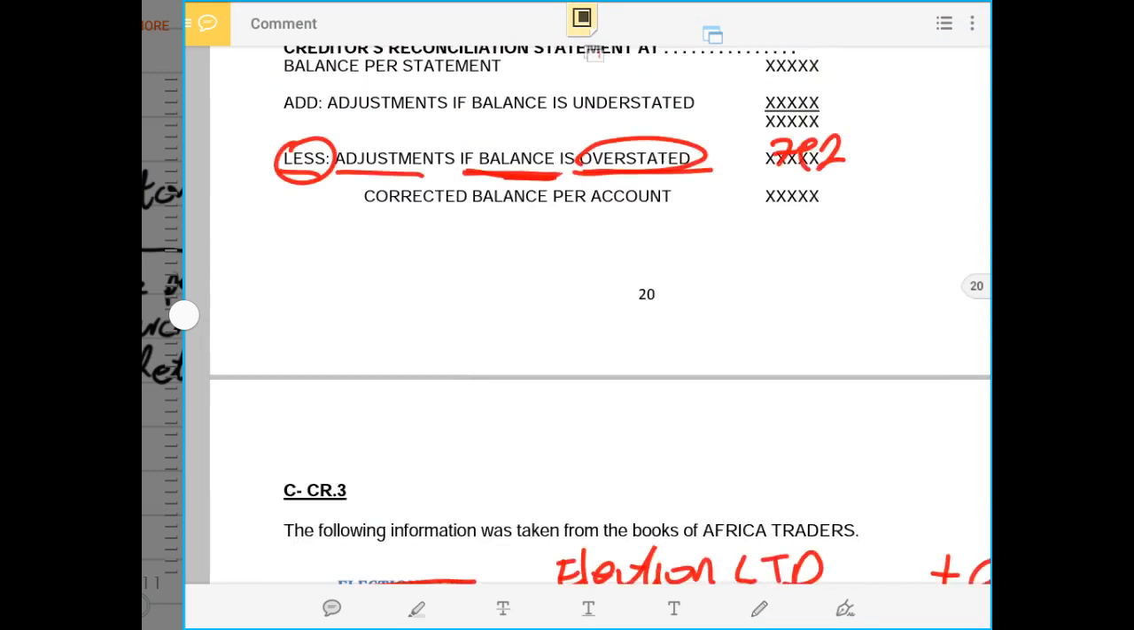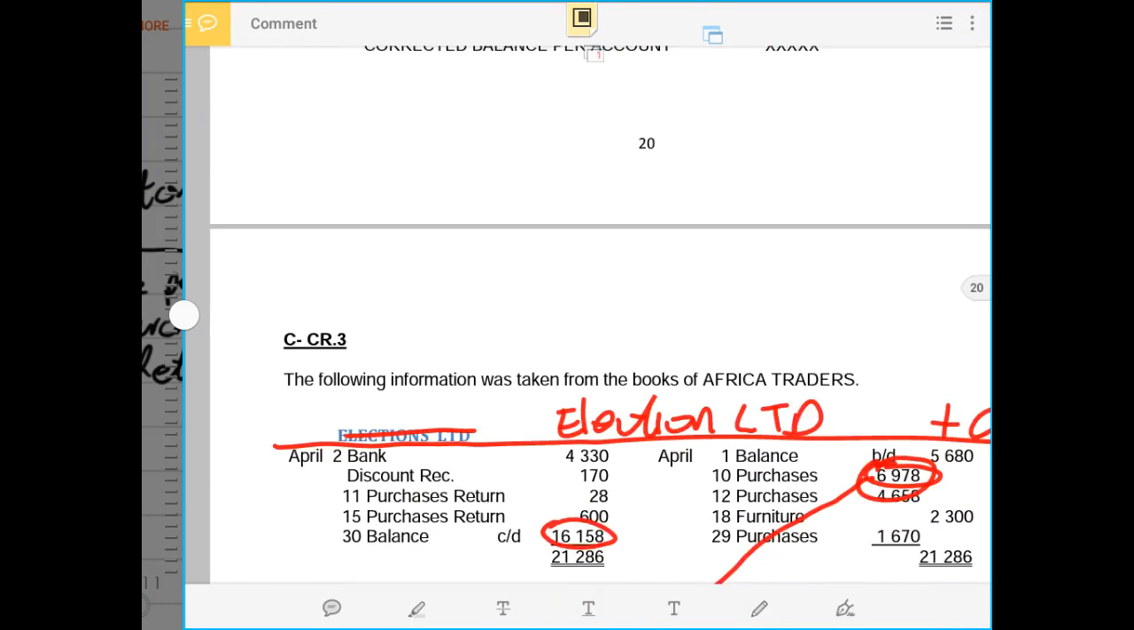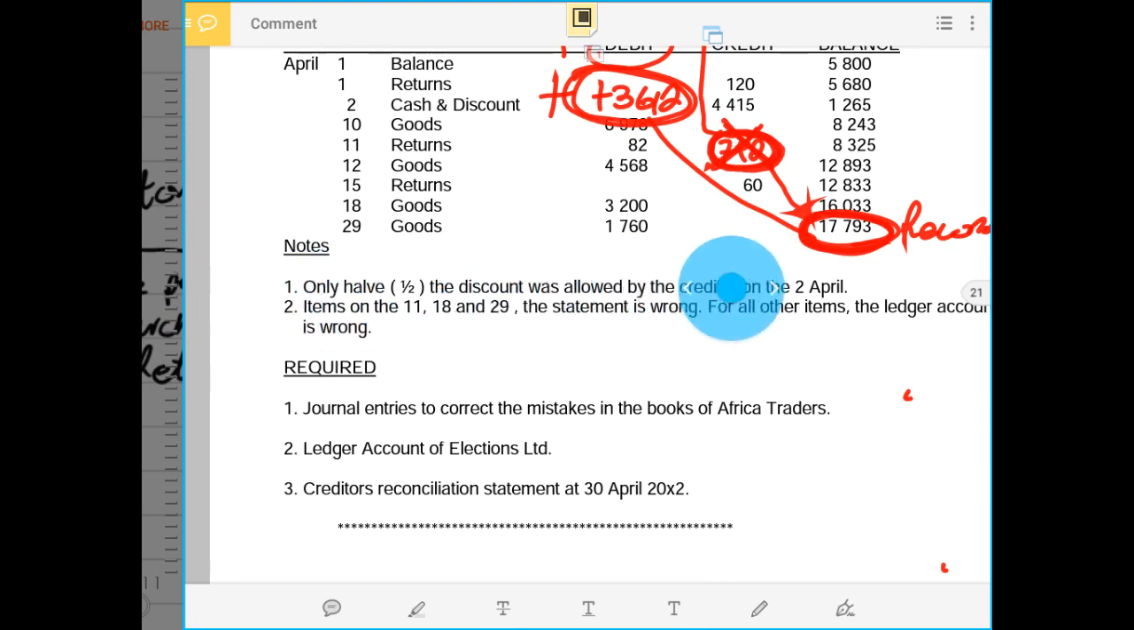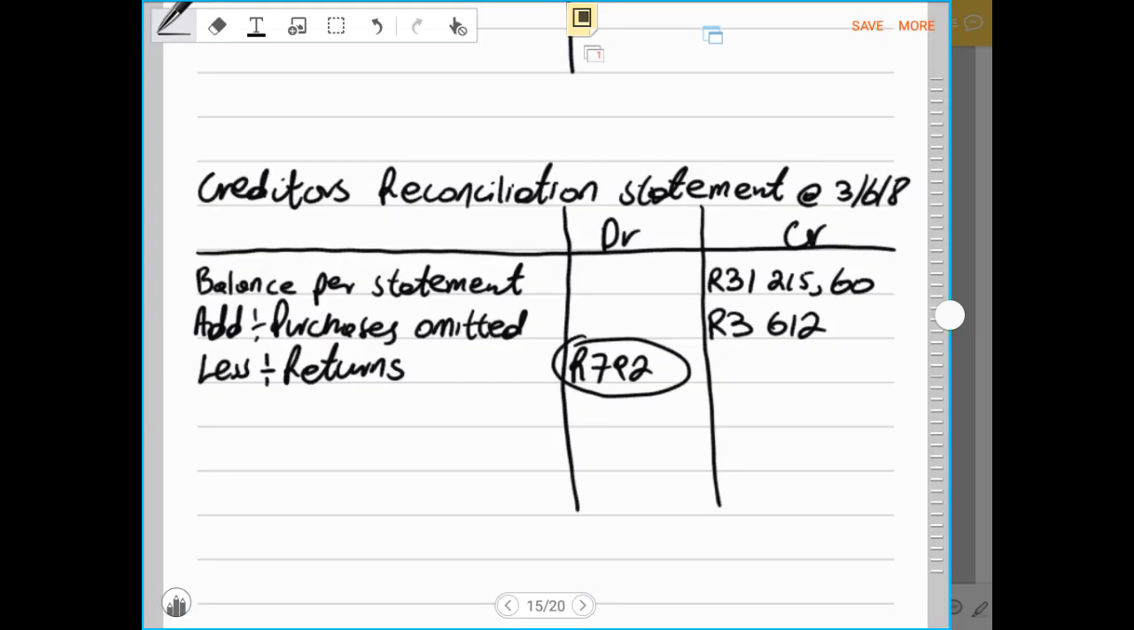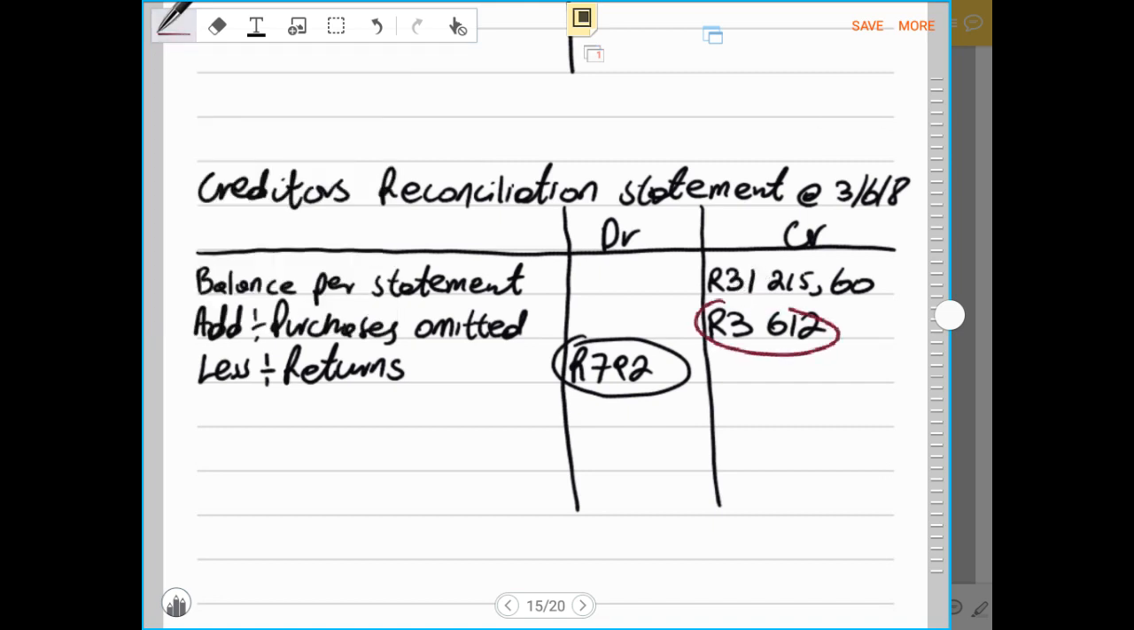And the question: if the balance is understated, what do we do? We add an adjustment if the balance is understated. That is why the amount of 312 is recorded on the credit side of the creditor's reconciliation statement. That's why we see it appearing there on the credit side, adding it to the balance, because the balance was understated. So I want you to understand this concept very well, guys.